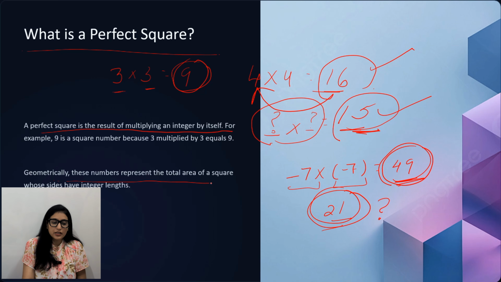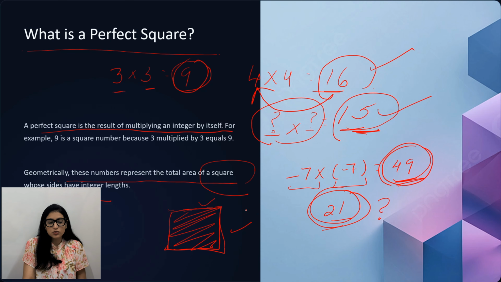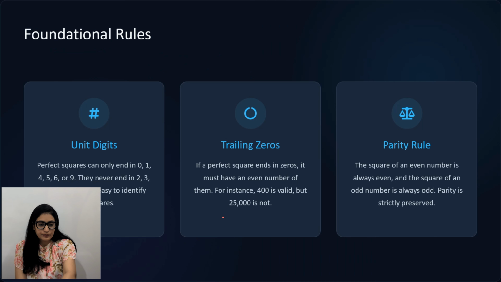So geometrically, these numbers represent total area of a square whose sides are integers. If you take any square, and if the sides of a square are integers and you find its area, you will get the square. So basically, square of a number is just the area of the square.